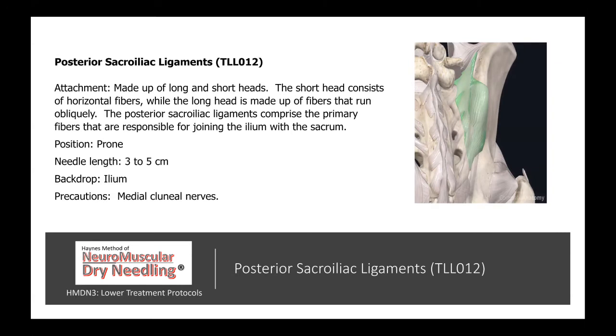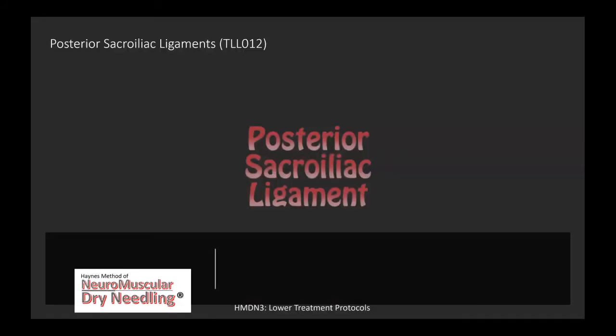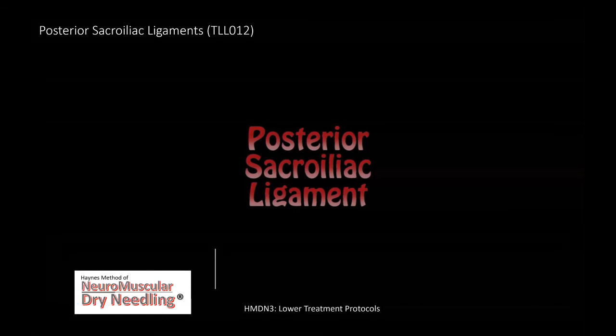Okay, now we'll also address the posterior sacroiliac ligaments. This is a structure that we will have needled if we were dealing with SI joint dysfunction, as we needled into the previous ligament. But this is a different approach to get it a little bit more in depth.